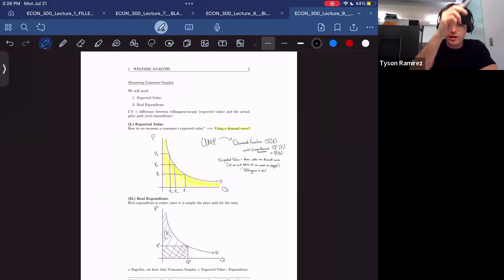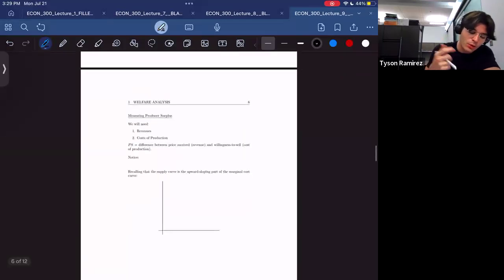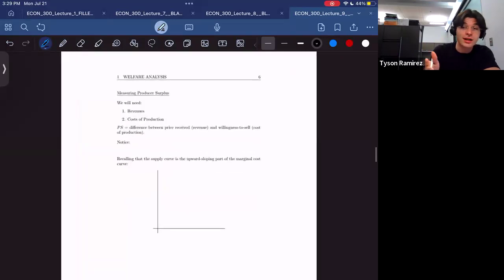All right. They would estimate the demand curve or solve it analytically, like we do here in class with this theory. They would estimate that, and then they subtract out what is the price that they pay. And that is our consumer surplus. Now, what about producer surplus? This is a lot easier, right?